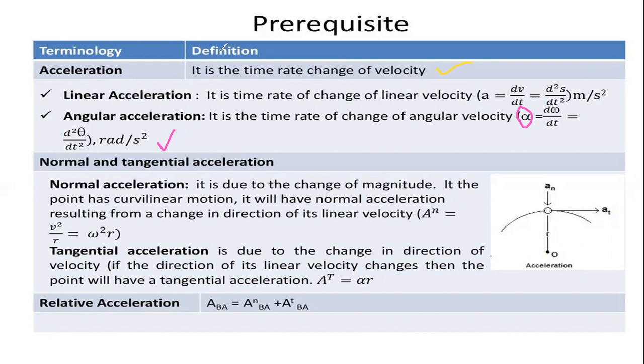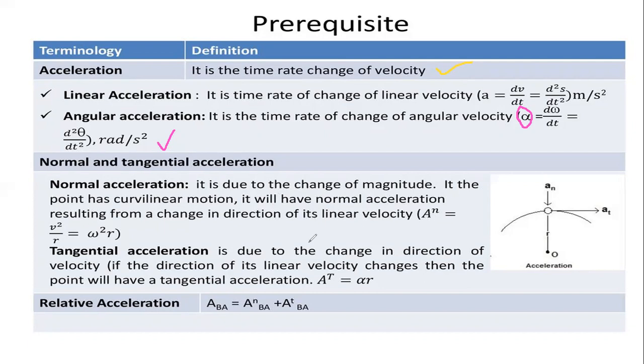And next, the normal and tangential accelerations and the relative acceleration. First one is the normal acceleration. For a point in curvilinear motion, the normal acceleration results from a change in direction, that is, the change in direction of its linear velocity.